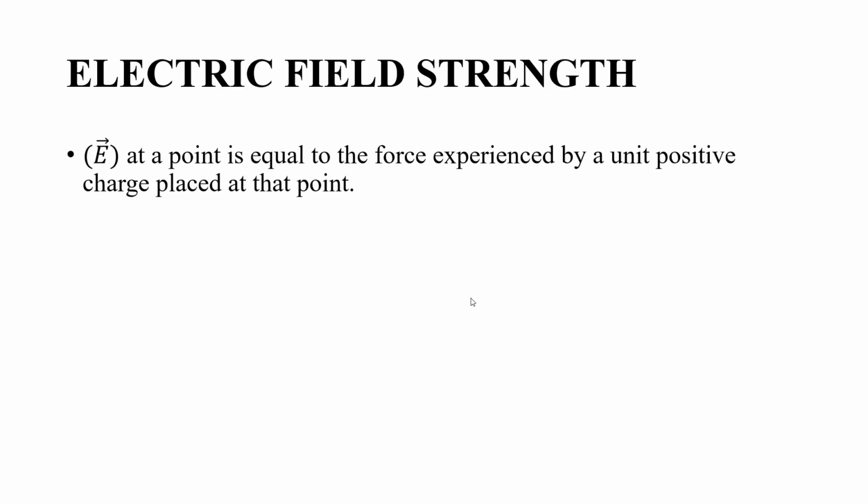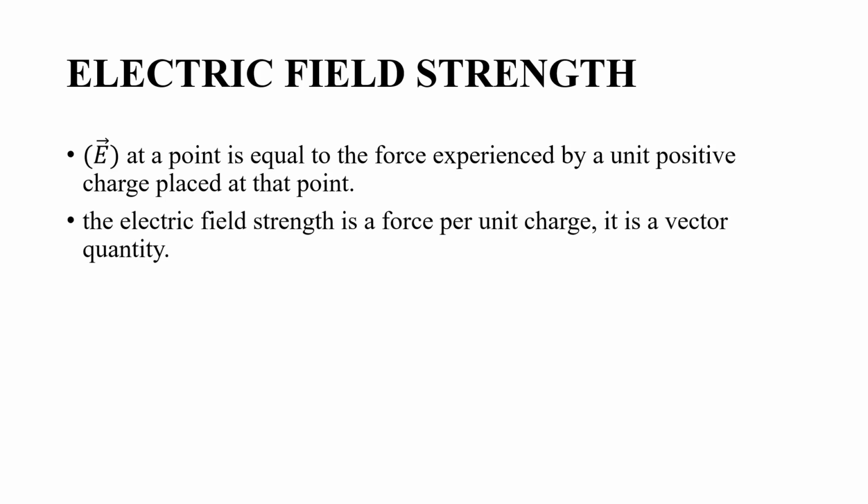Now, what is electric field strength? Electric field strength at a point is equal to the force experienced by a unit positive charge placed at that point. So the electric field strength is equal to the force experienced by a unit positive charge at a specific point. The electric field strength is force per unit charge. It is a vector quantity. Why? Because it is a force per unit charge. Its formula is electric force divided by charge. And the unit is Newton per coulomb or volt per meter. And we will study later on how this volt per meter comes.